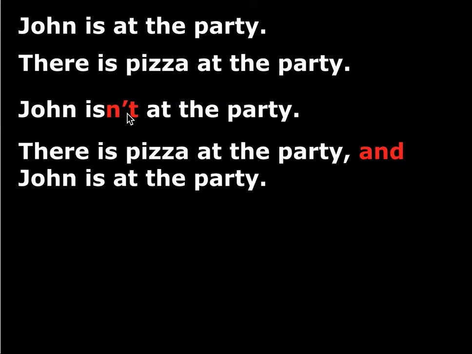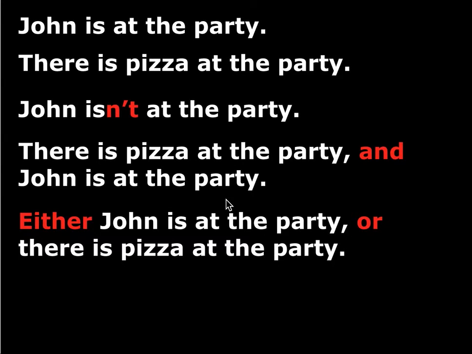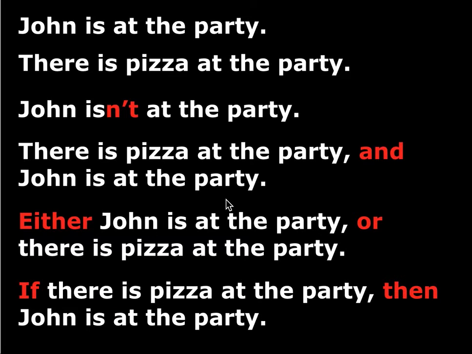I could say there is pizza at the party and John is at the party. So I've used the conjunction operator to make a compound statement. Okay, so these are both compound statements. I could say either John is at the party or there's pizza at the party. Again, I've got a compound statement that I built up from atomic statements with a statement operator, the disjunction operator. Or I could say if there's pizza at the party, then John is at the party. Okay.